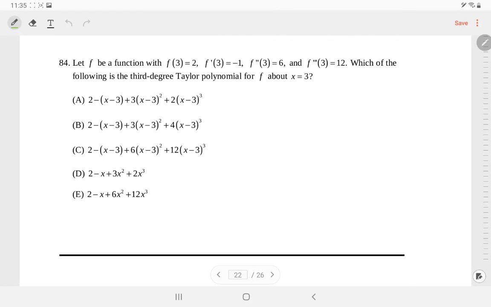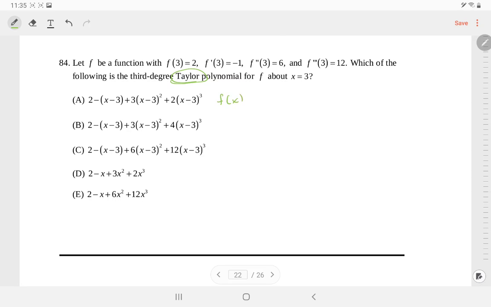Okay, so let's see. 84. Let this be a function. Ooh, third derivative. Oh, that seems like a Taylor series. Ooh, Taylor series. I was thinking, what else would a third derivative be useful for? Maybe to see if the concavity is increasing. Third degree polynomial. Okay, so what's the formula? And Taylor series are on the free responses here.